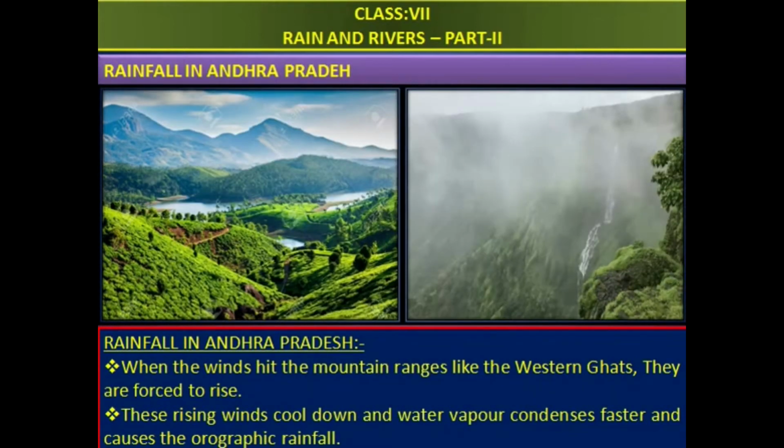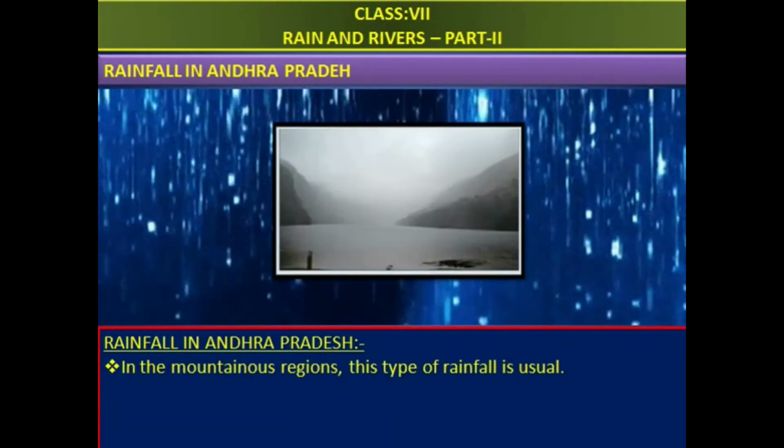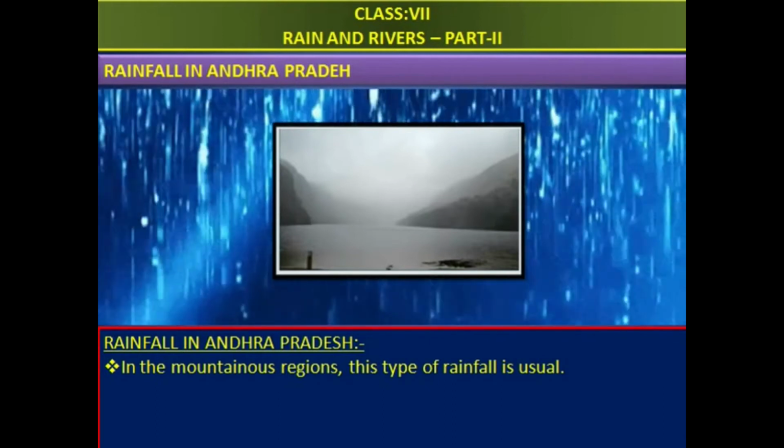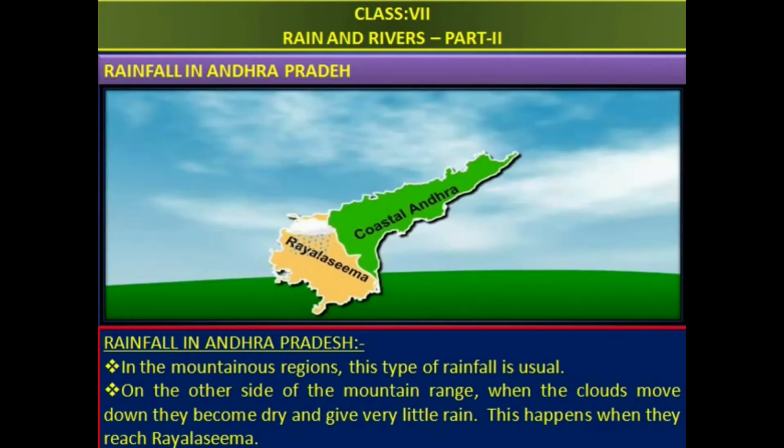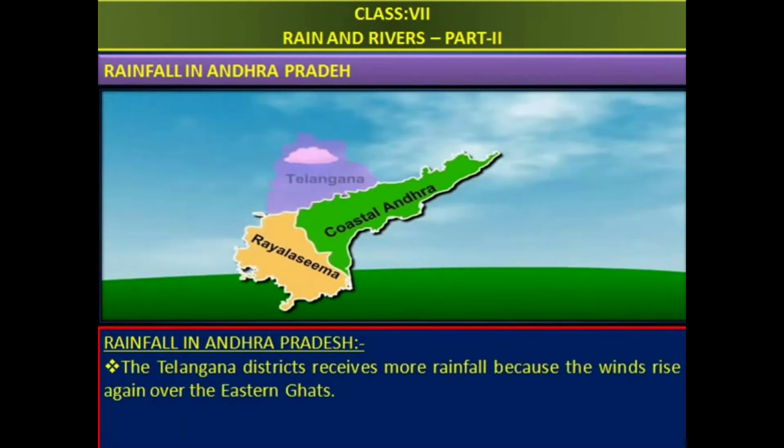These rising winds cool down and water vapor condenses faster, causing orographic rainfall. Orographic means it relates to mountains. In the mountainous region, this type of rainfall is usual. On the other side, or leeward side, of the mountain range, when the clouds move down, they become dry and give very little rain. This happens when they reach Rayalaseema. The Telangana districts receive more rainfall because the winds rise again over the Eastern Ghats.